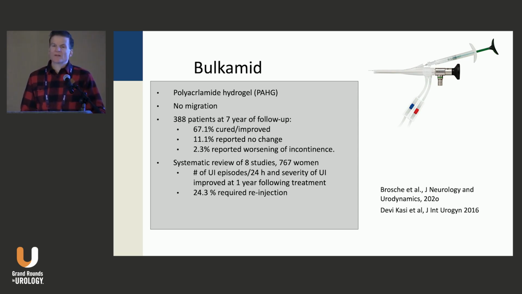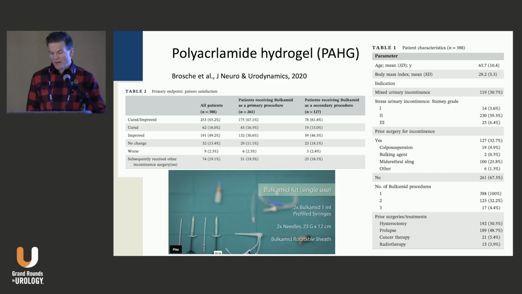So as I mentioned, 67% of people cured/improved, 11% no improvement, and then 2.3% worse. So occasionally, you'll see a person that gets worse. To me, that's unusual. It probably means you injected too deep into the sphincter, and this certainly happens in the male patients, so I'd voice some caution on that. It's not FDA approved for men. There's a systematic review now, 8 studies that is pretty good data I'm going to go through with you next, but about 24% of people need a re-injection.